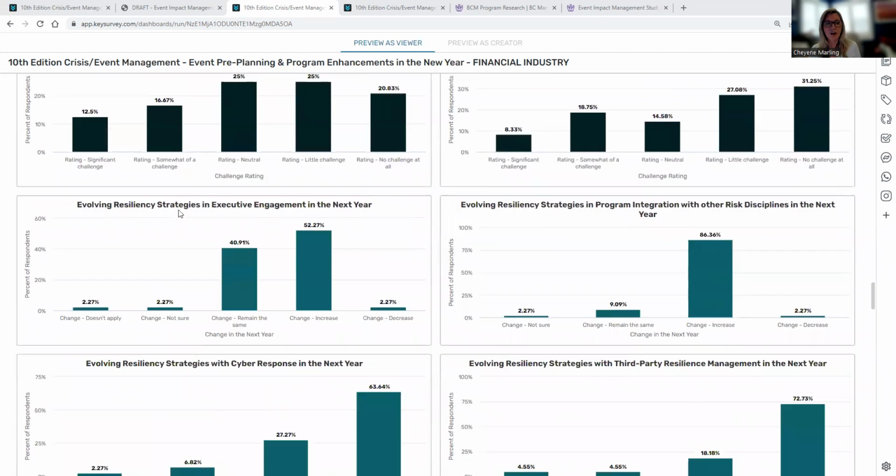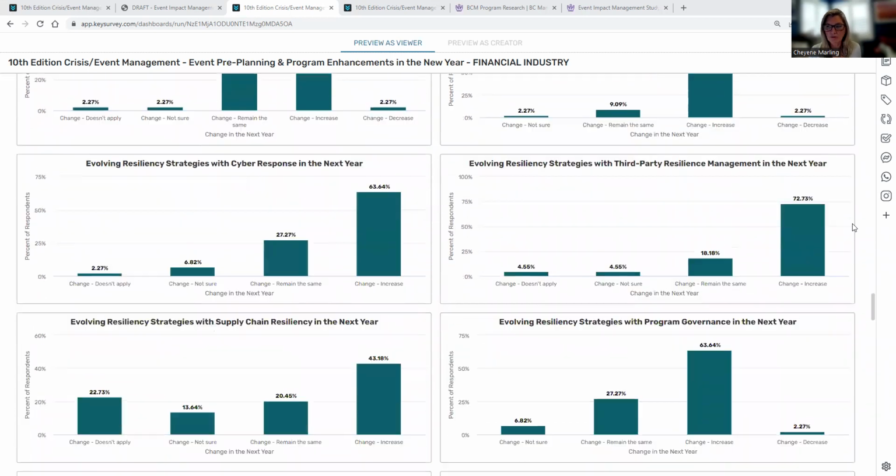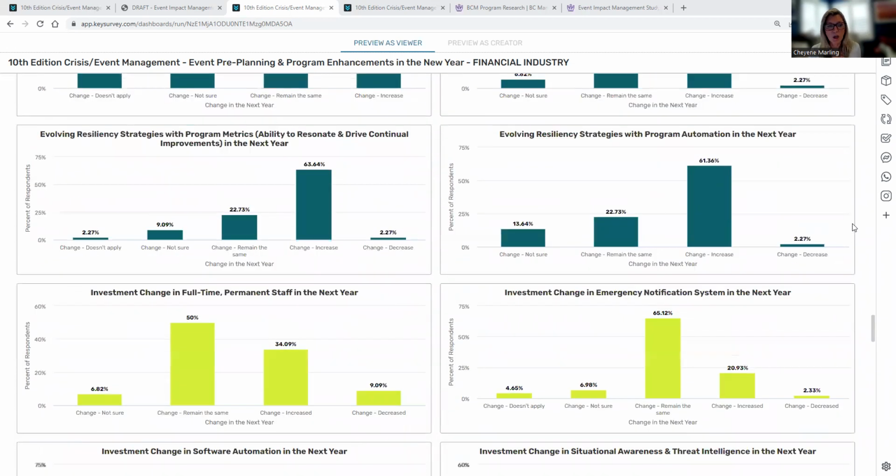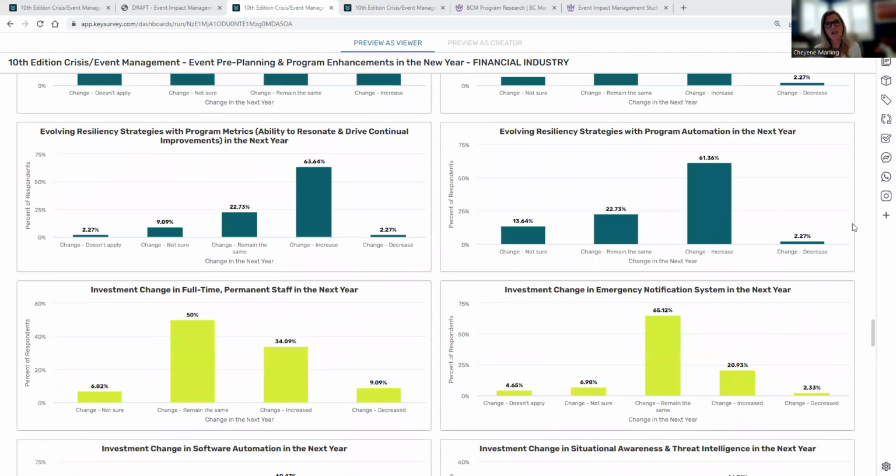Then we get into the evolving resiliency strategies for the next year. This is the portion of the report that's towards the end of the report. So what are companies really doing to enhance their program in the new year? Executive engagement, looking at program integration with risk disciplines, cyber response. But in addition to this, we also look at what are they really investing in? What are programs really investing in the new year?